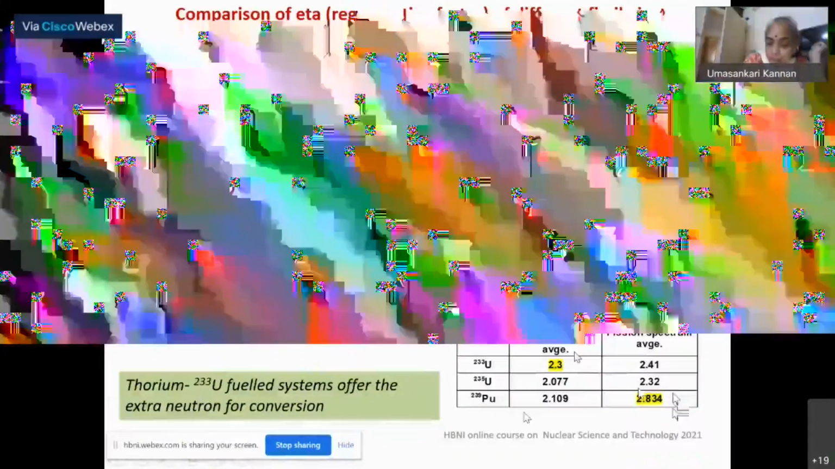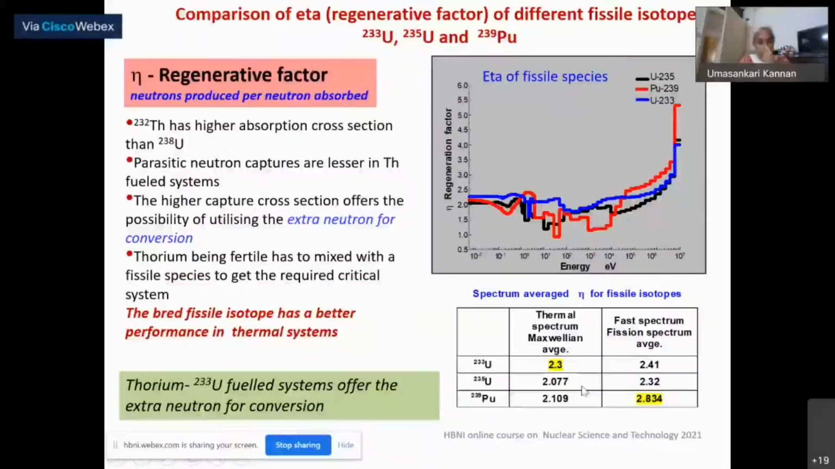A thermal breeder you can also have, but it's very challenging, because in a Maxwellian average, when it is manifested in the reactor, it will be much lower since we have to consider all energies in the reactor. So this eta is a regenerative factor. This is the neutrons produced per neutron absorbed. Here I have talked with respect to thorium. Basically, you need an extra neutron for the conversion. This can be available if your eta is greater than 2.